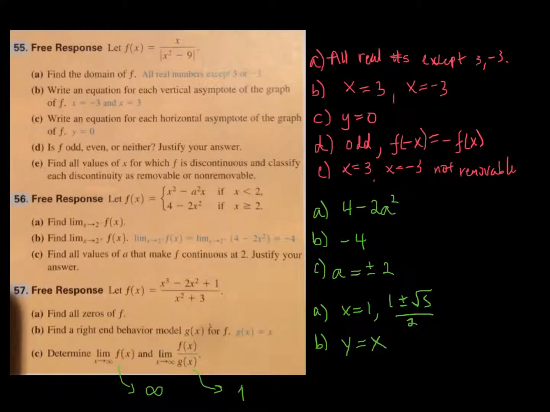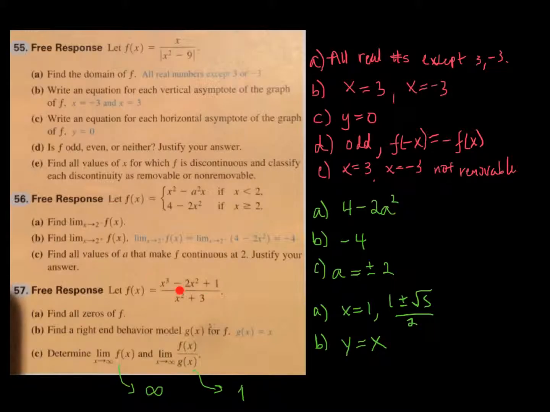All right, these are the answers to the last three. These are a little challenging, but if you work through them, certainly you'll feel as though you should be prepared for any type of free response regarding limits and continuity and whatnot. One of the tricky things for part A of 57, you're finding all the zeros of f, meaning you're finding all the roots, which boils down to when is the numerator equal to 0, so long as the denominator isn't equal to 0. Well, the denominator is never going to be equal to 0, so you're just finding the roots of this third-degree polynomial.